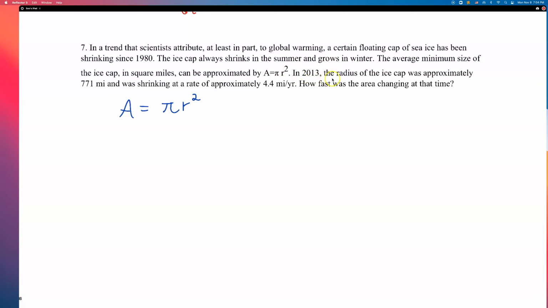In 2013, the radius of the ice cap was approximately, all right, let's take a look at the information they're giving us, that the radius is approximately 771, and it was shrinking at a rate of 4.4 miles per year. So the radius was changing. So say dr/dt is equal to negative 4.4. Because it's shrinking, we must put a negative sign there. It's asking how fast the area was changing at that time. They want us to find dA/dt.